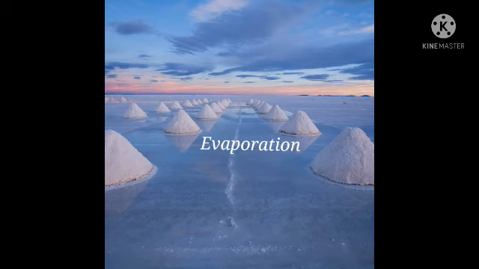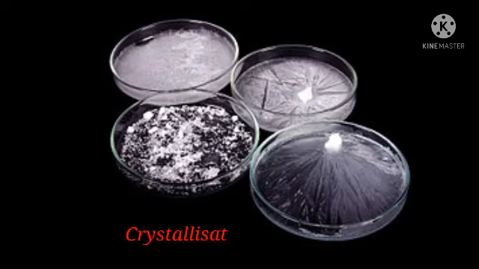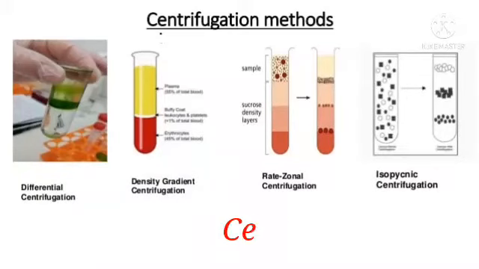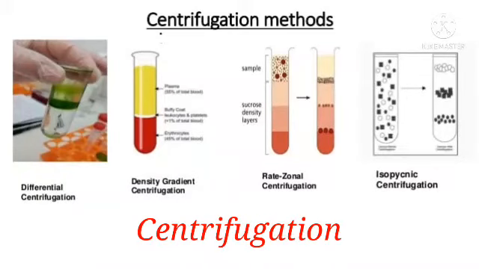Evaporation is used to separate soluble substances from a liquid. For example, salt is obtained from seawater by letting the water evaporate. Crystallization is used to produce crystals of a solid that is soluble in water. Distillation is used to separate a solid-liquid mixture where we wish to recover both the dissolved solid and the liquid component. Centrifugation is used to separate mixtures based on differences in the densities of the components.